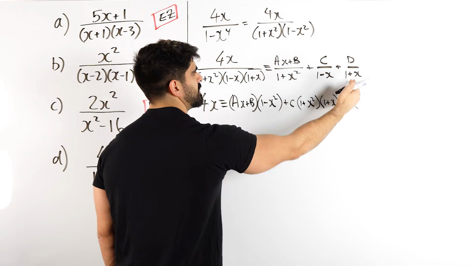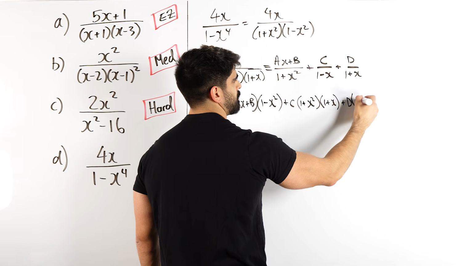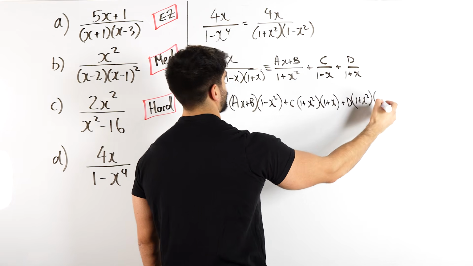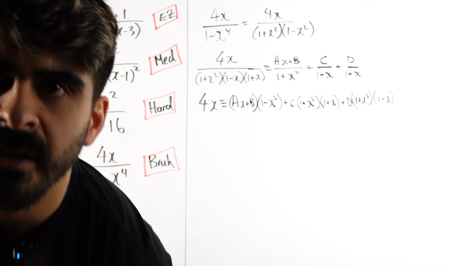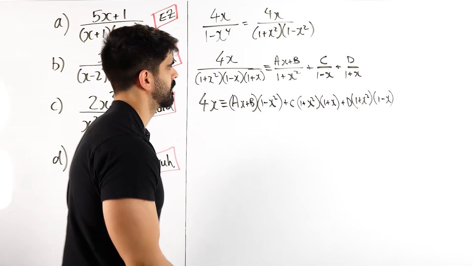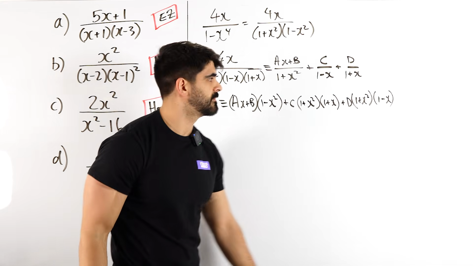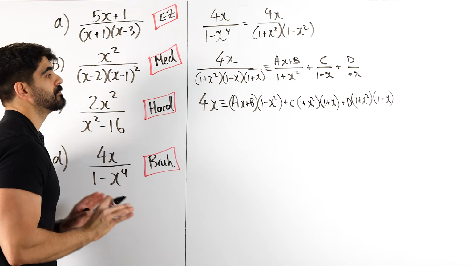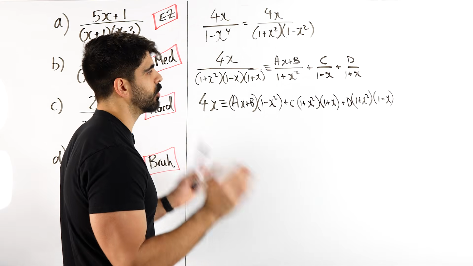And d has 1 plus x, it's missing 1 plus x squared and 1 minus x. You guys can see that? Just about, mate. Okay. But anyway, 1 minus x, yeah? We're going to do the same process for now. We're going to sub in x values and see what we can figure out.